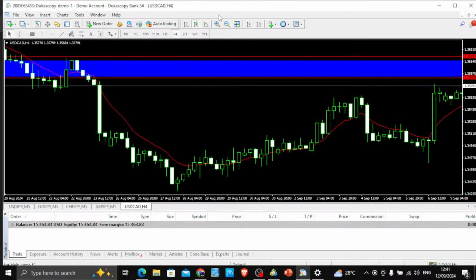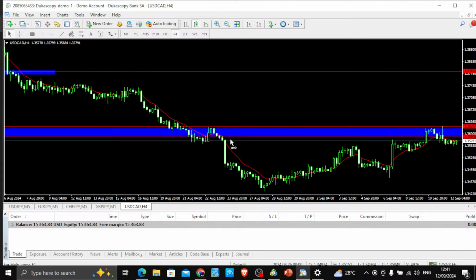It moved down. Then coming down here, it got here. Then this is our important area. This support now has turned into a resistance.